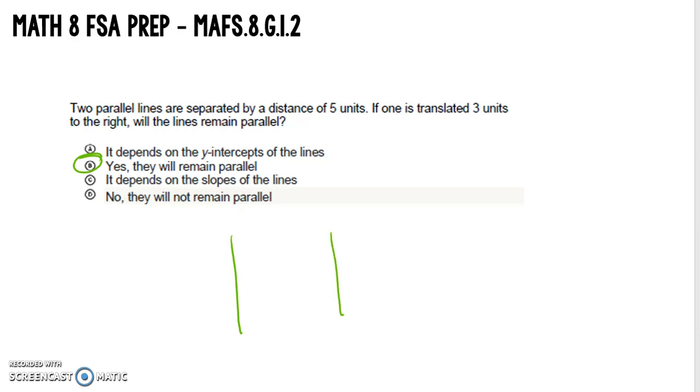So if you have 2 parallel lines and the distance between them is 5, if I just move this line over 1, 2, 3, okay, I've moved it over 3. Now there's only a distance of 2 between them, but the lines are still parallel.